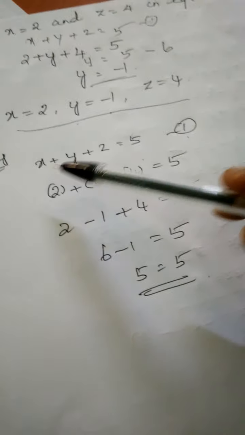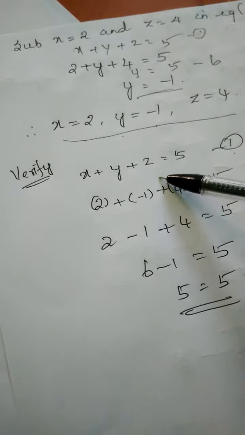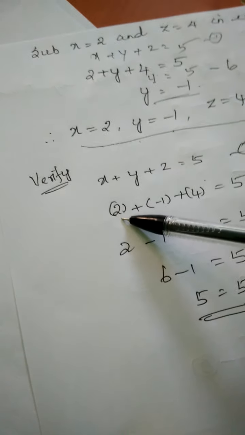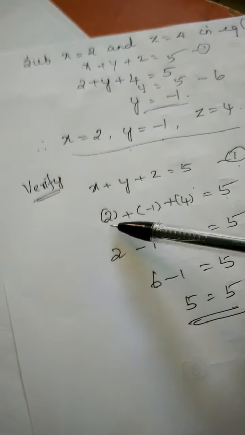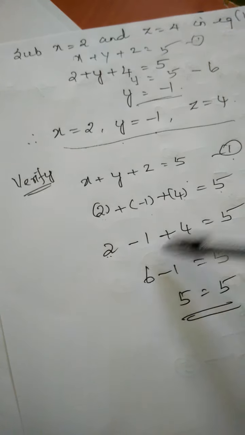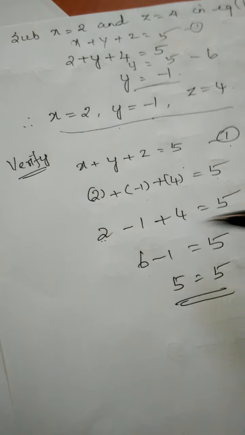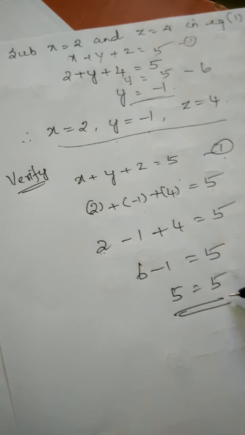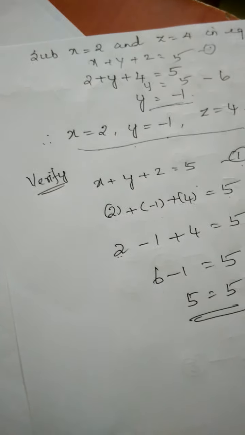For the final conclusion, verification: x equal to 2, y equal to minus 1, z equal to 4. Substituting in x plus y plus z equal to 5: 2 minus 1 plus 4 equal to 5. 2 plus 4 is 6, 6 minus 1 equal to 5. So your answer is equal on both sides, isn't it? So your answer is correct. So you will get full marks from this problem.